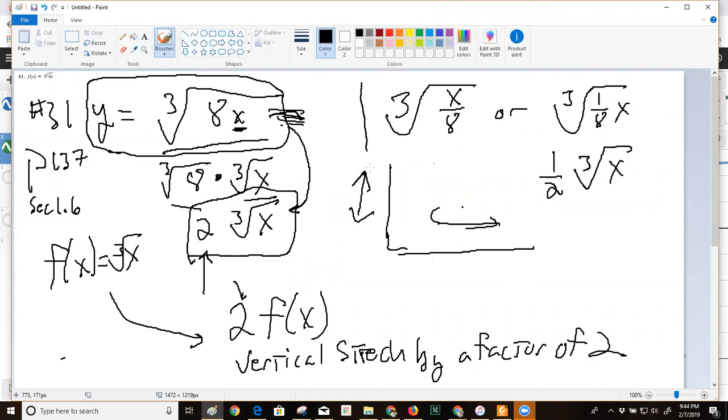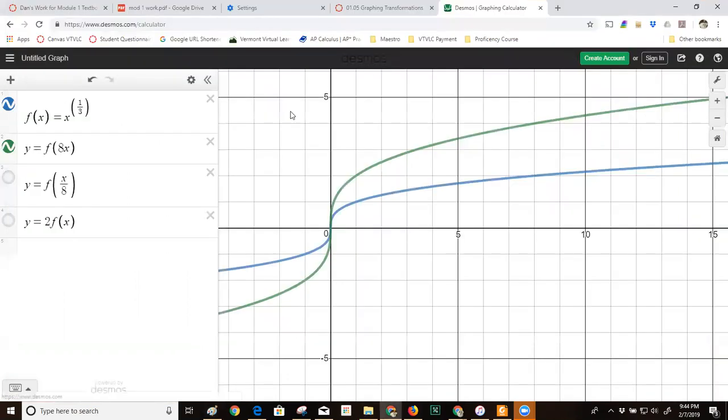What if they had given me the function written like this? Instead of 8x, the cube root of x over 8, which I can write as the cube root of 1/8 x. Well, if I take the cube root of 1/8, I get 1/2. So what I'm seeing here is a function that's been compressed vertically. It's only growing half as fast. So that means if this one were stretched vertically, compressed horizontally, this one is compressed vertically, stretched horizontally, and we can see that here.